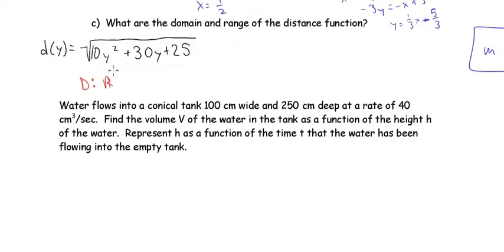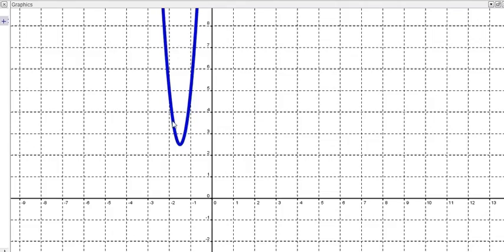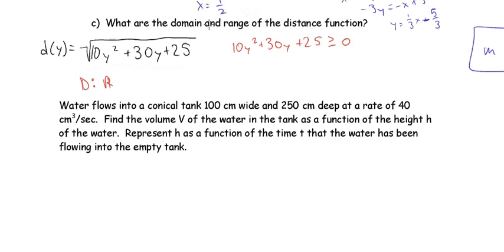We can plug in anything we want for y. Actually, let me write that part out a little more explicitly: 10y squared plus 30y plus 25. There's no way we can make that less than 0. No way we can make that negative. That would be our exclusion, but that can't happen because all the outputs here are positive. The minimum is a positive number. All right, so that's the domain, all real numbers.